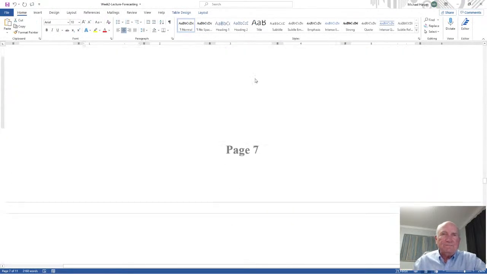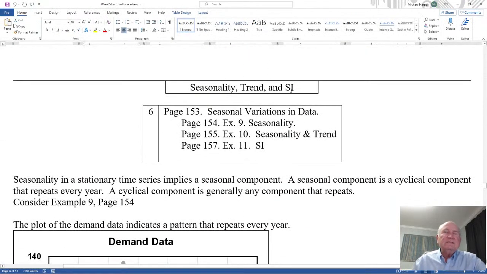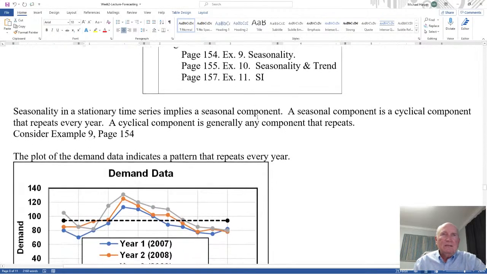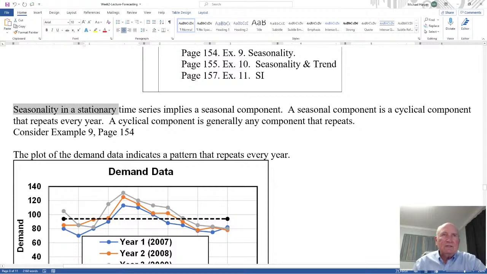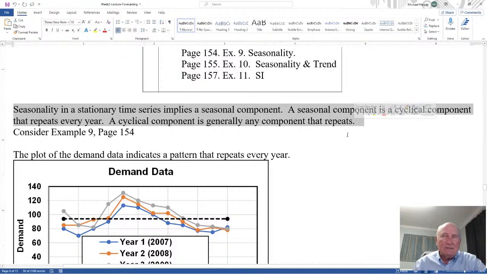Okay, that's regression. That's the trend line. Next is seasonality. Now remember, seasonality, trend, and seasonal indexes. Now remember, seasonality is a cyclical component, but it's a special type of cyclical component that repeats every year. Okay, seasonality in a stationary time series implies a seasonal component. A seasonal component is a cyclical component that repeats every year. A cyclical component is generally any component that repeats.